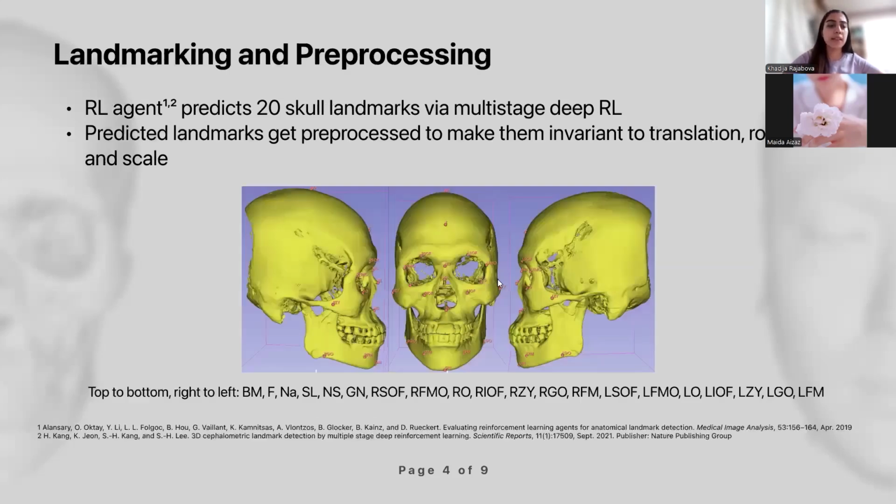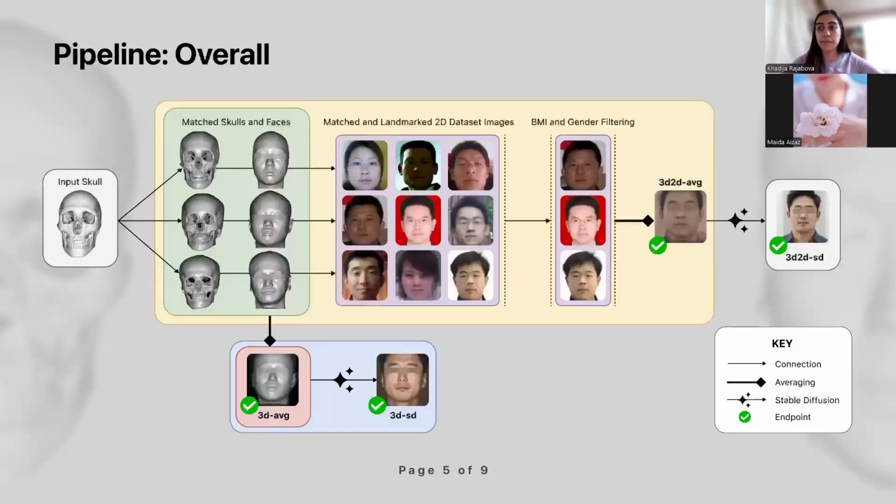The pipeline gets initiated by automatically landmarking the skulls with the reinforcement learning agent, with 20 predefined landmarks chosen based on the topography of the skulls in the dataset. And the predicted landmarks get preprocessed to make them invariant to translation, rotation, and scale. And now we're going to move on to the pipeline.